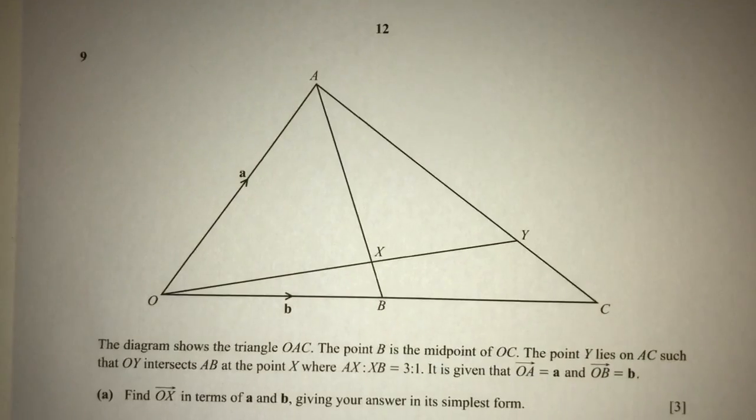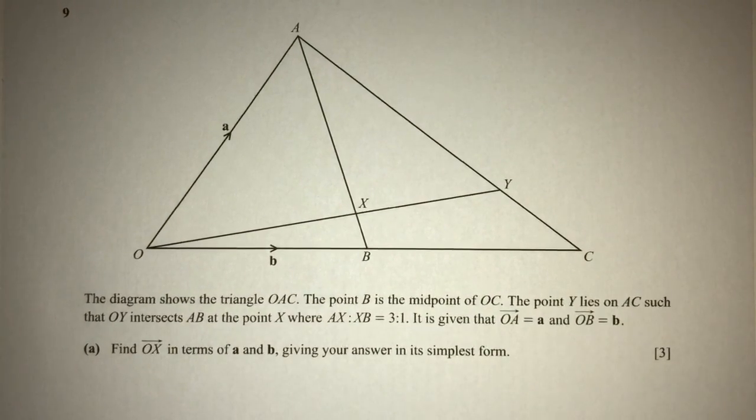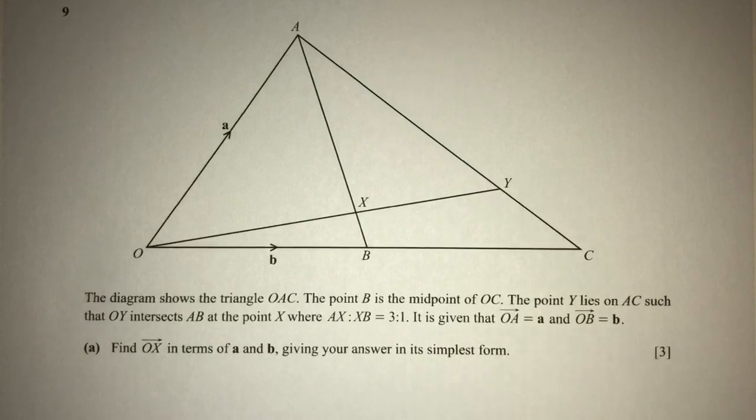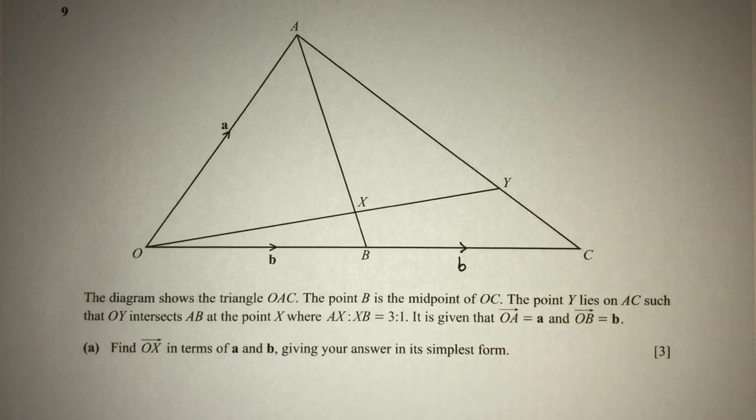Now let's move on to question number 9. So the diagram shows the triangles OAC, okay? The point B is the midpoint of OC. So from this, I can realize that if B is the midpoint of OC, and if OB is B, it means that BC should also be B, because it is the midpoint, right?